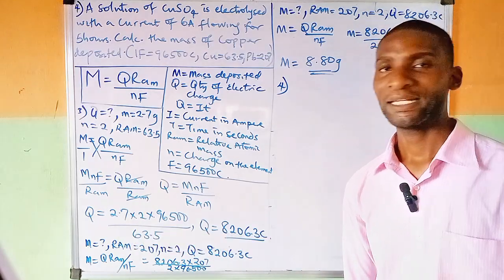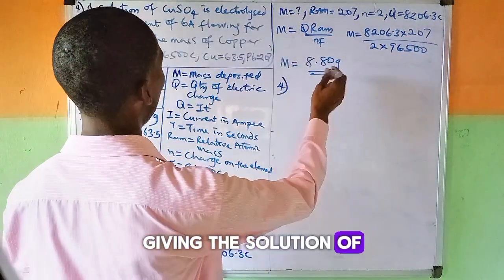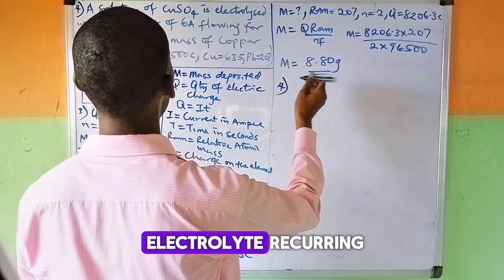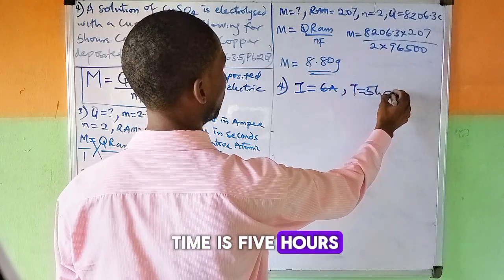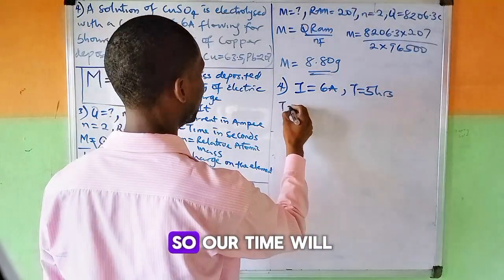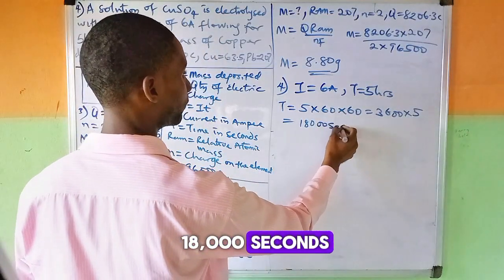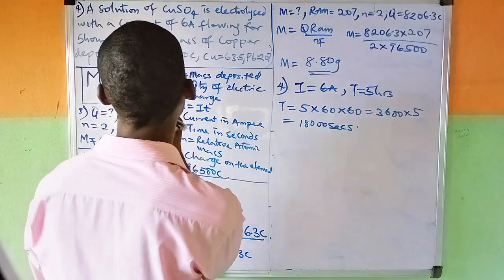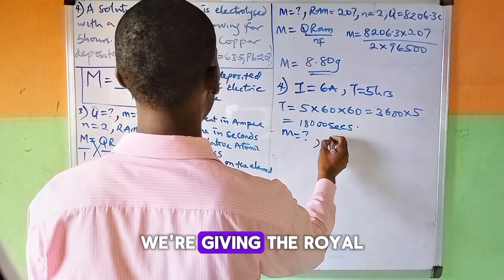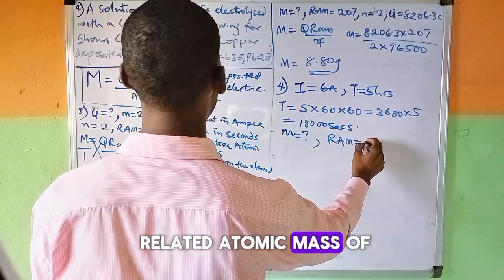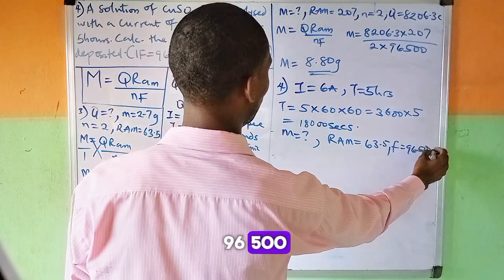Alright, welcome back. Let's answer the question, number 4. So write out your parameters given. The solution of copper sulfate is electrolyzed with a current, so the I is 6 ampere, flowing for a time of 5 hours. So we are going to convert that to seconds. So our time will be 5 times 60 times 60, so that is 18,000 seconds. And then we're asked to find the mass. We're given the relative atomic mass of copper, 63.5, and your F is 96,500.